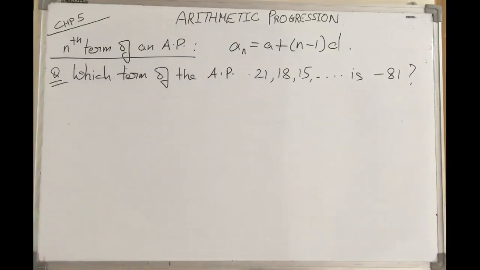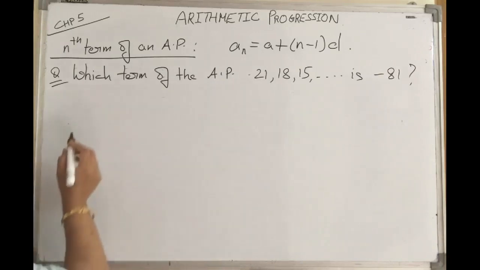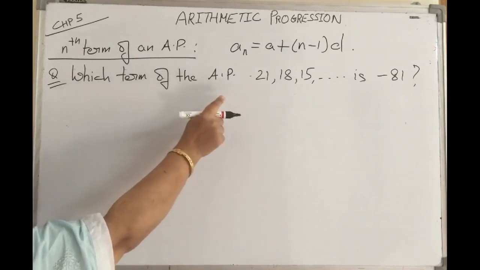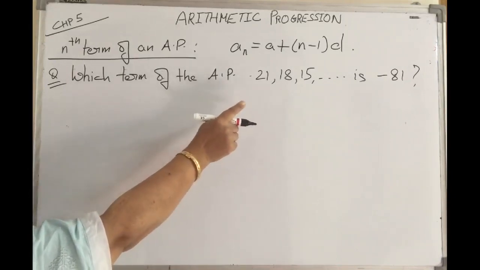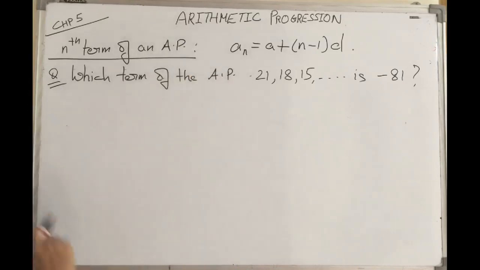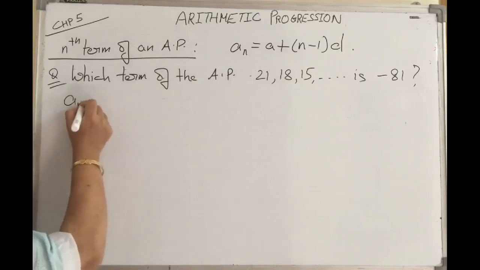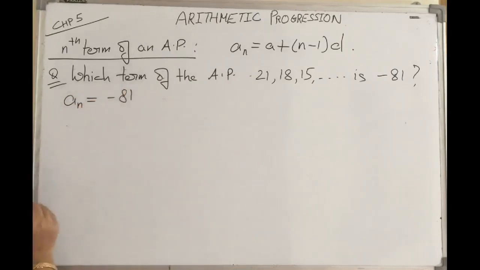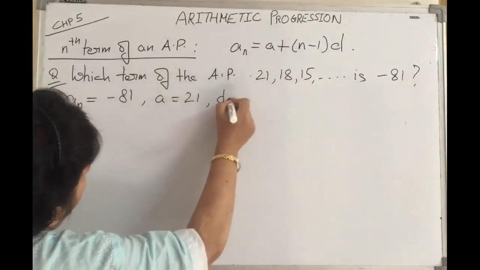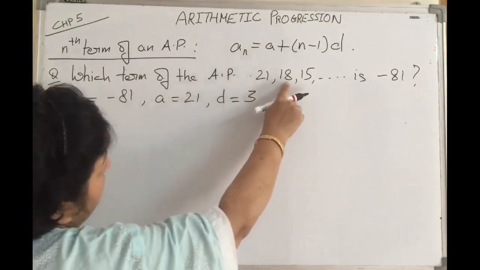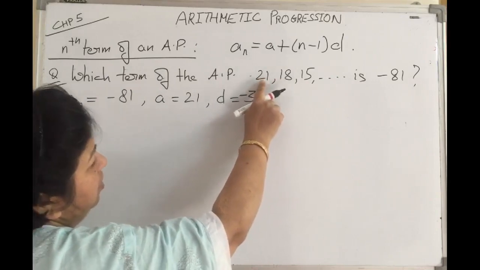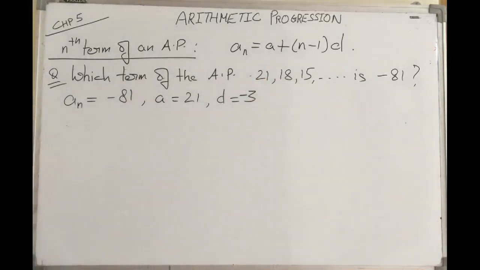Now let's move on to another application of nth term of an AP. Which term of the AP 21, 18, 15 ... is minus 81? It's an infinite AP. Let's begin. An equal to minus 81, nth term. First term is 21. Common difference is 18 minus 21, which will be minus 3. Similarly 15 minus 18, so the common difference is minus 3.